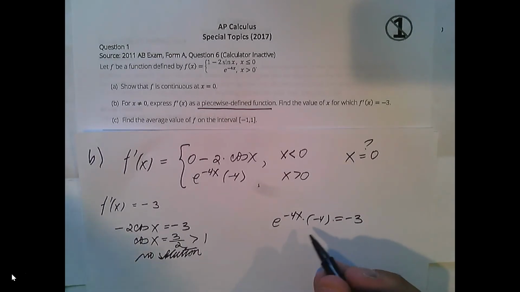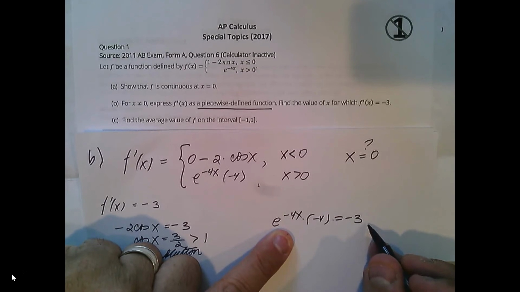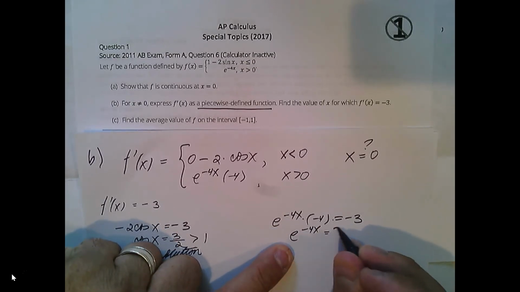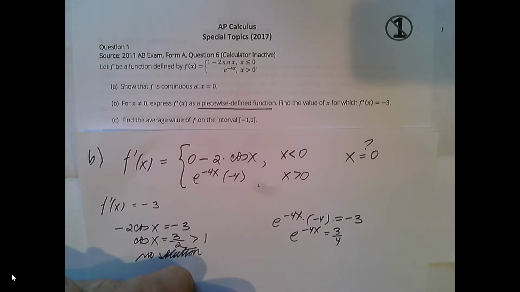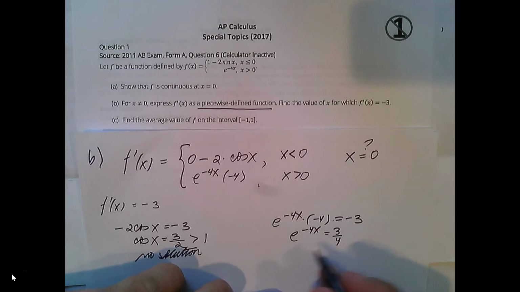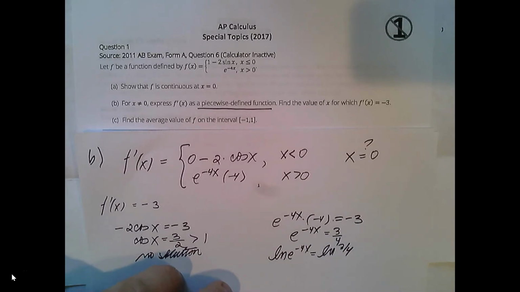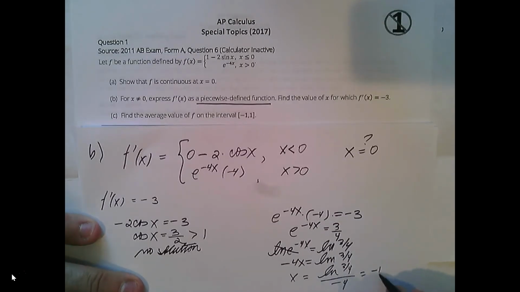On this part, if e to the negative 4x times negative 4 equals negative 3, we'll divide both sides by negative 4, and you get e to the negative 4x equals 3/4. Your goal is to solve for x, so to do that, we're going to take the natural log on both sides. We do that because the natural log and e to a power are inverses. You just get negative 4x equals natural log of 3/4. To solve for x, you're going to divide, so natural log of 3/4 divided by negative 4. Or, of course, you could have written this as negative 1/4 natural log of 3/4.